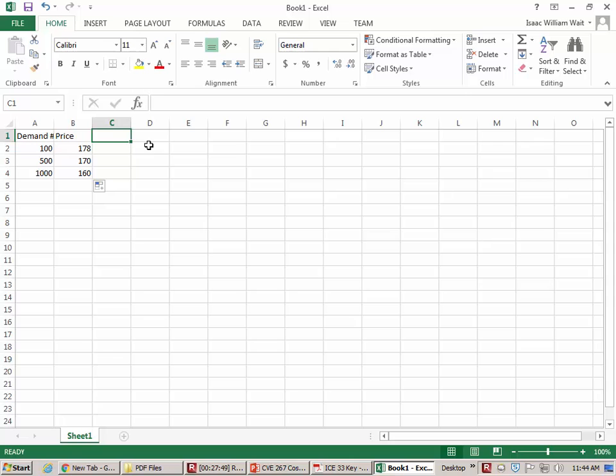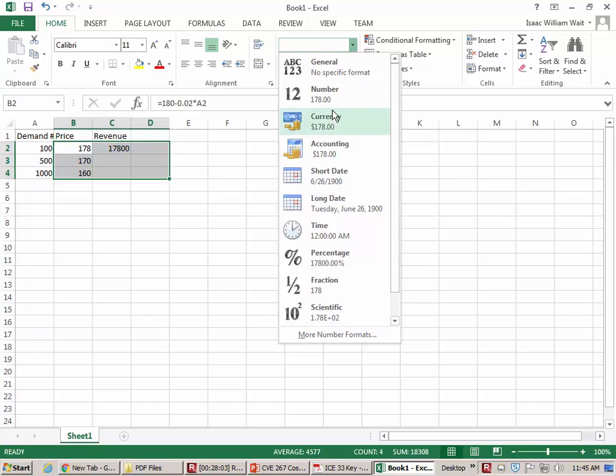The next thing we want to have is revenue. So revenue is just going to be the demand times the price. And I guess I could format this as dollars, since that's how this is, currency.